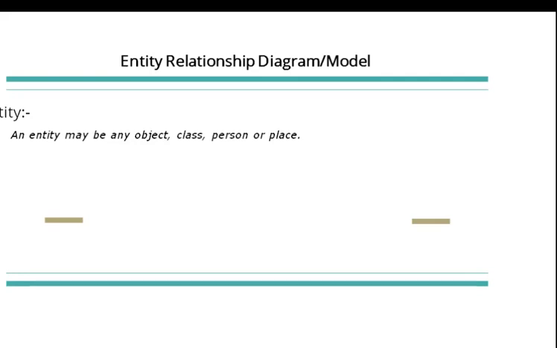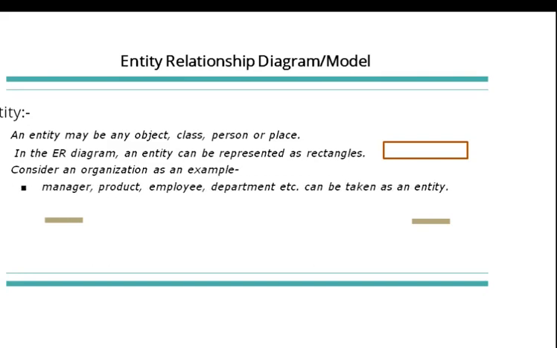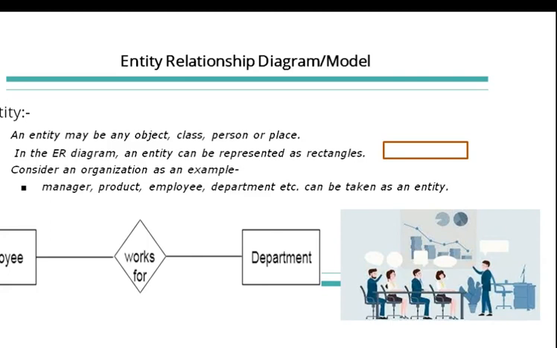An entity can be any object, class, person, or a place. An entity is represented by a rectangle. For example, if an organization is a system, then the entity in an organization can be manager, product, employee, department, etc. As we have seen, we are going to show the relation between the entities. So here we can say employee, HOD, department, staff can be represented as entities, and we are going to show the relations between the entities.